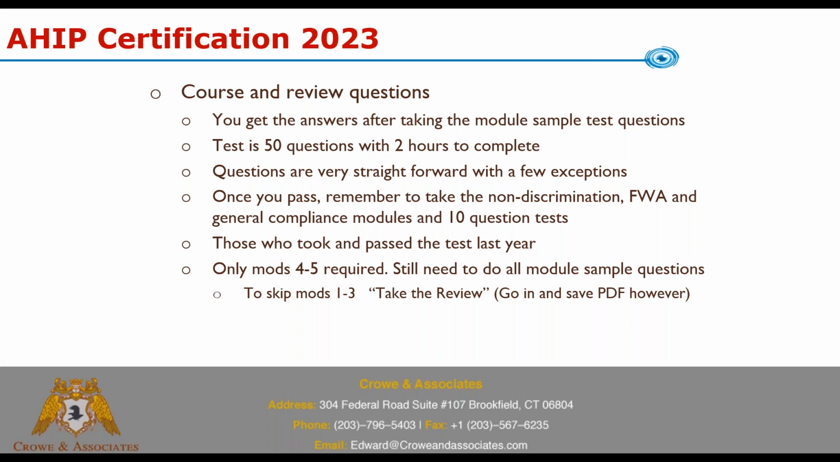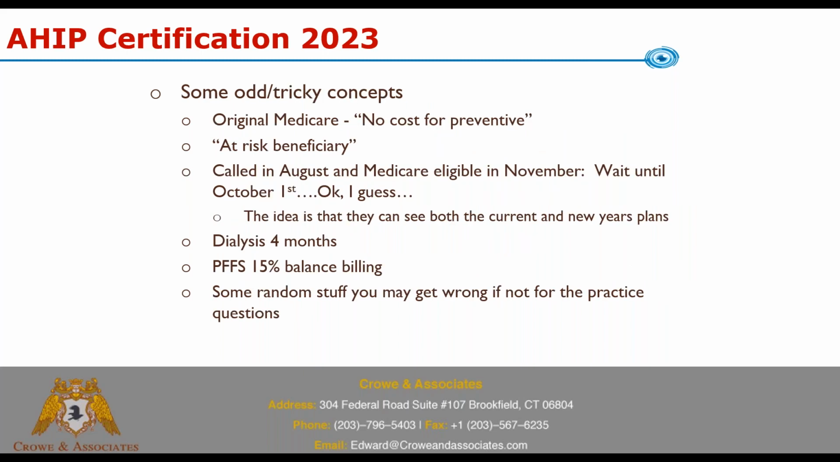So if you want to skip modules 1 through 3, that's fine, but I'd say just to click on them and save the PDF of them on your computer, which you're allowed to do. That way you have, because they're going to still test you on modules 1 through 5, but if you've taken it, passed it last year, you only have to click through 4 and 5. But I'd say to click on each one just so you can save the PDF on your computer of each module. Because it's an open book test, you can use that later on when you're taking the test.